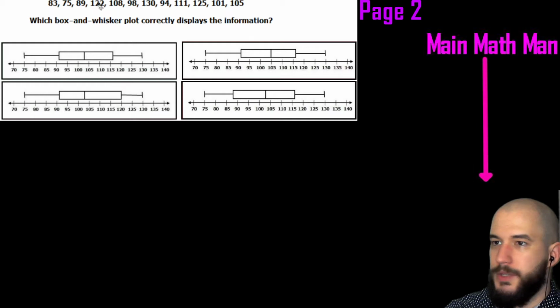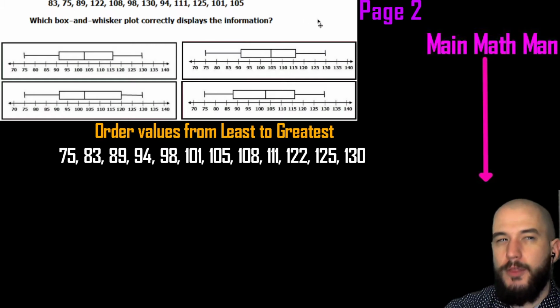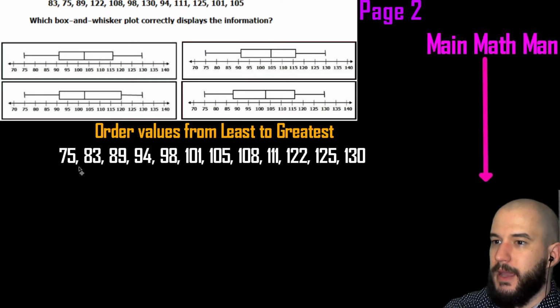So what I always do first, you want to make sure that you can order those values from least to greatest. So again, I go through, I check them off, and I see, okay, how many numbers do I have? I have 3, 6, 9, 12. Let me make sure one more time. 1, 2, 3, 4, 5, 6, 7, 8, 9, 10, 11, 12. Okay, so now that we have an even number, what's going to happen?